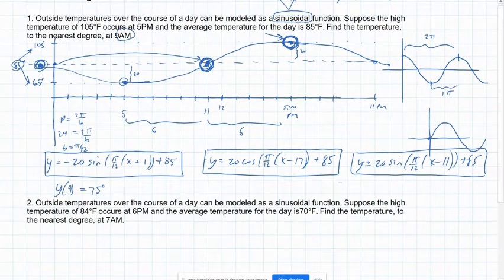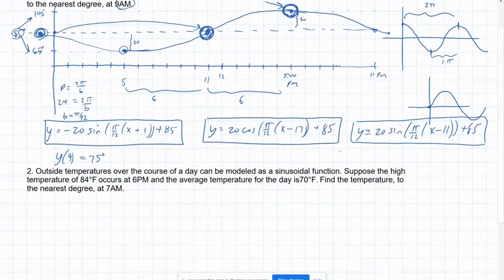Normally you would just come up with one answer, but I just wanted to show that there are multiple ways of doing these problems using sine or cosine. Depending on if you know where your high points are or your low points are or where your midline points are, you can decide whether you want to use a sine graph or a cosine graph. But in all cases, we come up with a prediction of 75 degrees at 9 a.m.